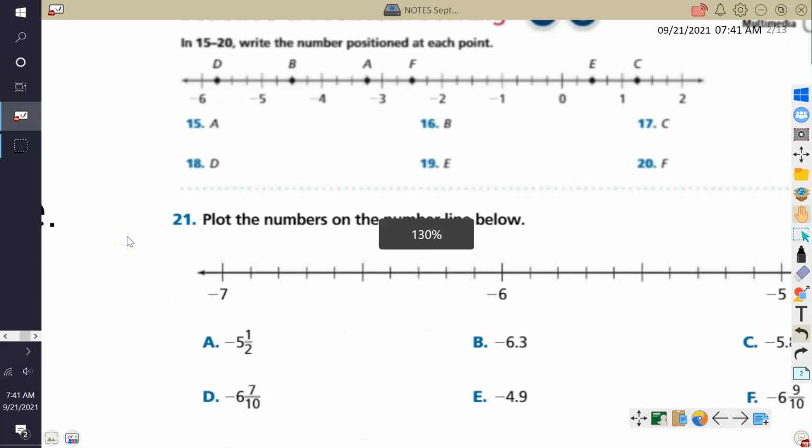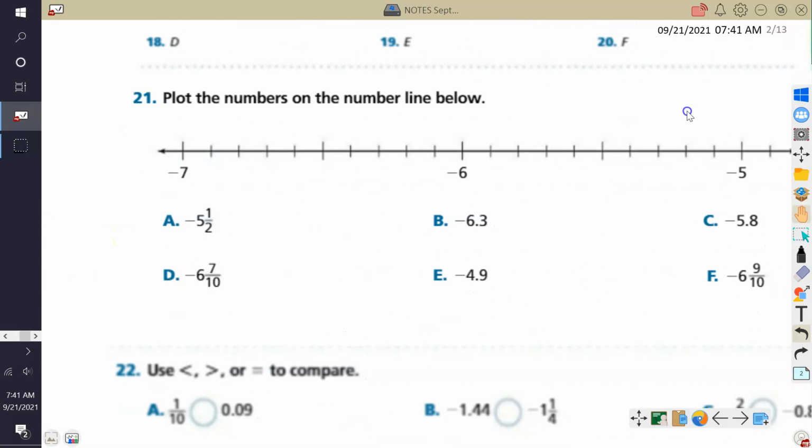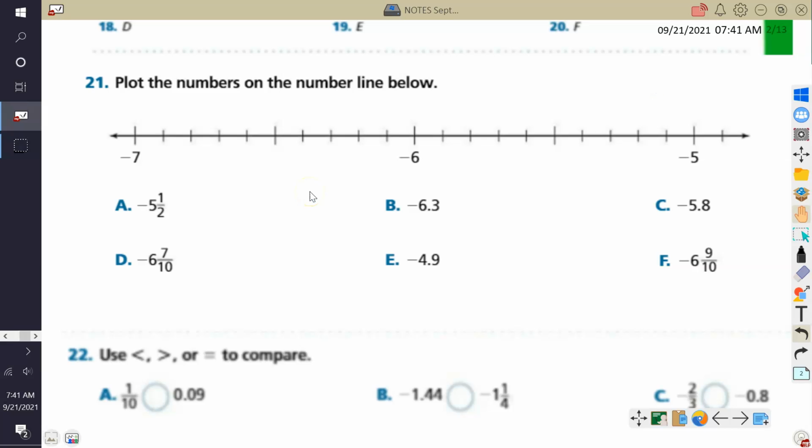And then for number 21 right here, we see a number line. Here's -5. We don't see the 0. The 0 is way over here. Here's -5, here's -6, here's -7. What are we counting by every time we see these marks? I wonder. So where would -5.5 be? Where would -6.3 be, and so forth?